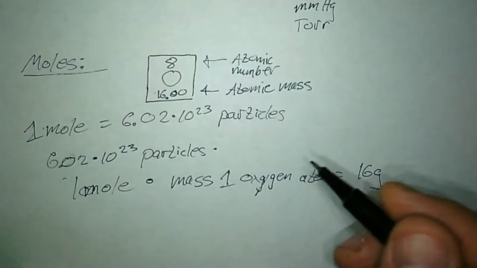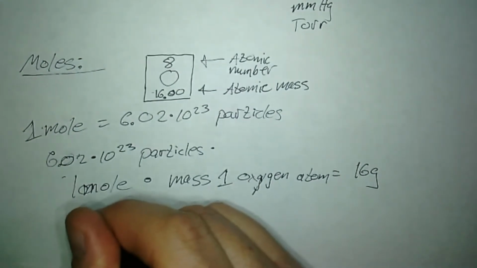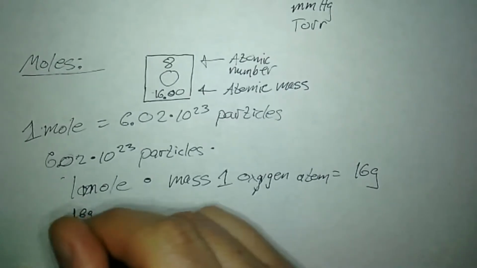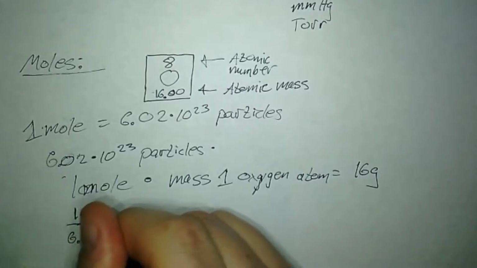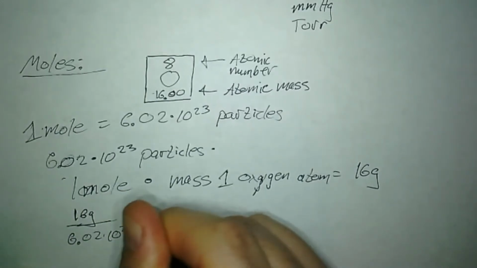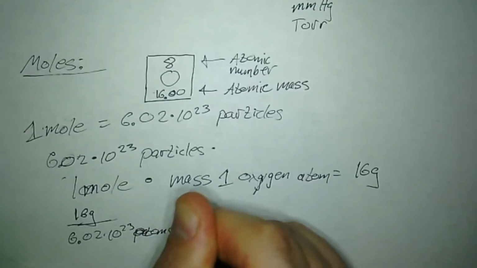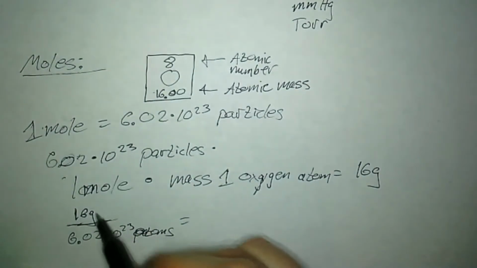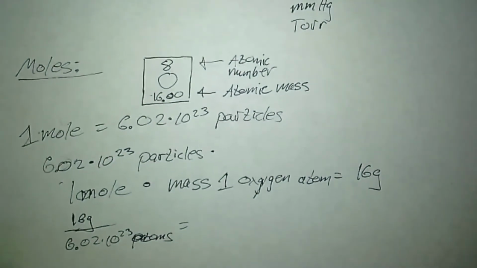So if I wanted to figure out the mass of a single oxygen molecule, what I actually would do is I would take 16 grams and I would divide by 1 mole, or 6.02 times 10 to the 23 particles, atoms in this case, and I would find the mass, grams per atom, right? And that's going to be some absurdly small number.